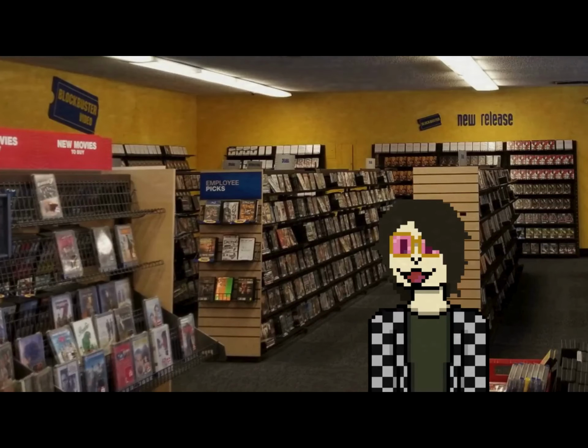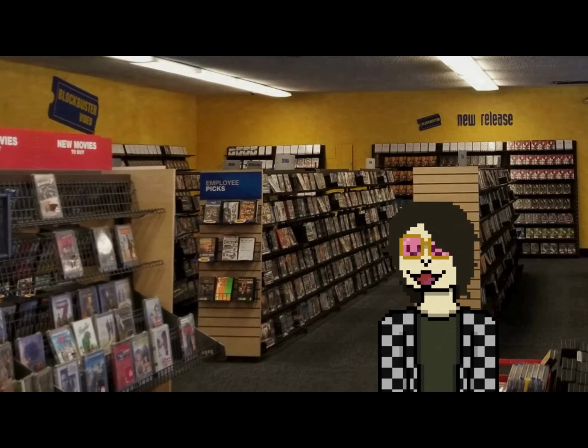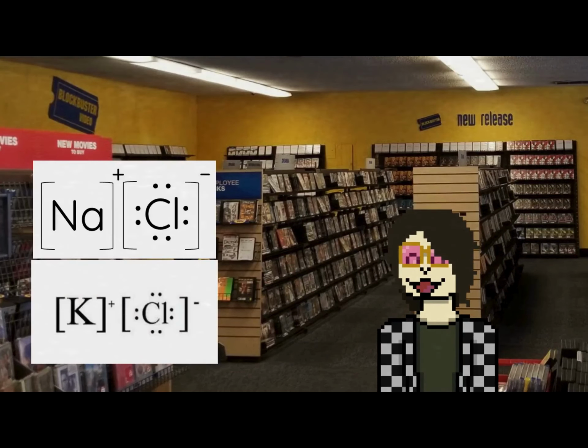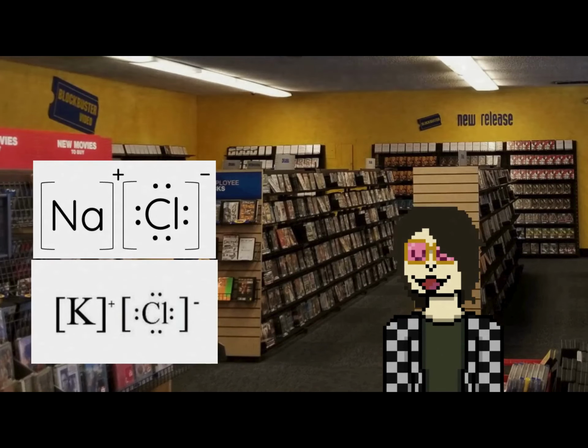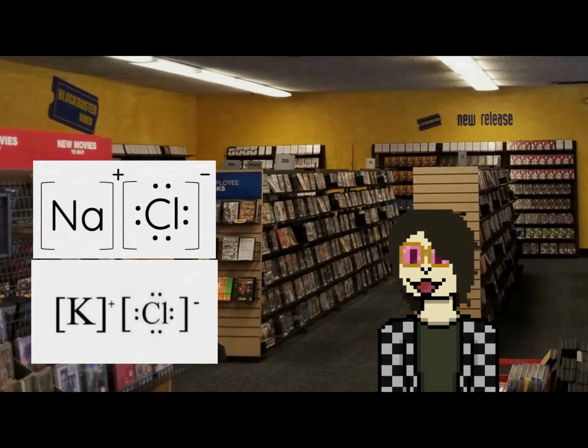The first kind of bonding we'll discuss is ionic bonding, if the title card wasn't any indication. Ionic bonds are formed between metals and nonmetals. In order to have full valence shells, the metal atom transfers electrons to the nonmetal. The metal becomes positively charged and the nonmetal becomes negatively charged. Ionic compounds have quite a few unique properties.